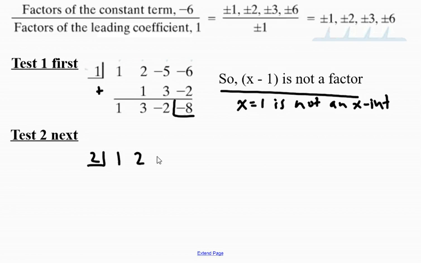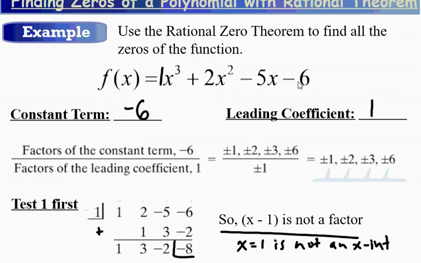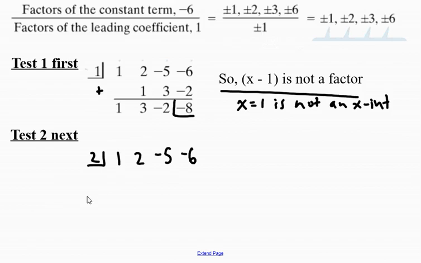So 1, 2, -5, and -6 are the coefficients of my original polynomial. Now I do synthetic division. Bring down the 1. Then the 2 and the 1 will multiply to be 2. I am adding. 2 times 2 will make 4. 2 times 4 gives me 8. -5 plus 8 is 3. And then 2 times 3 is 6. -6 plus 6 is 0.